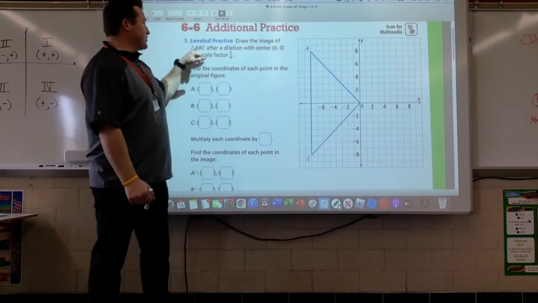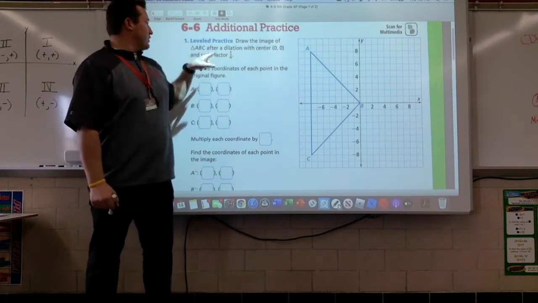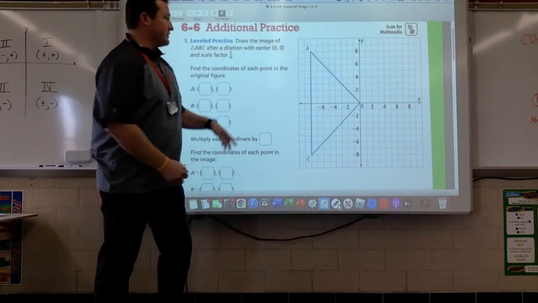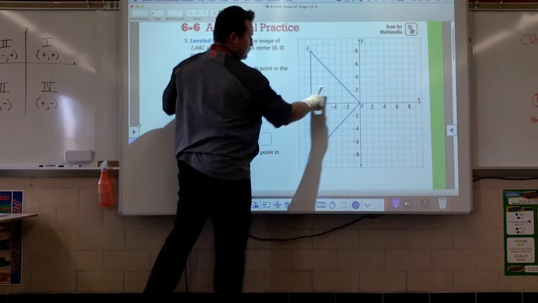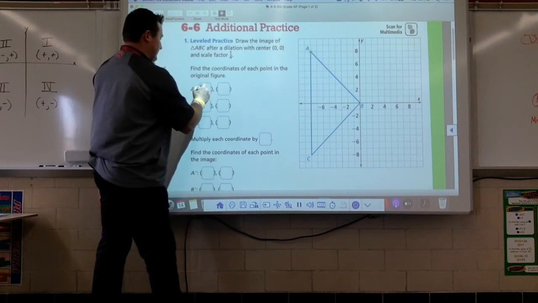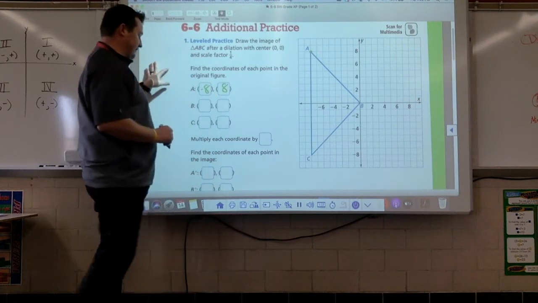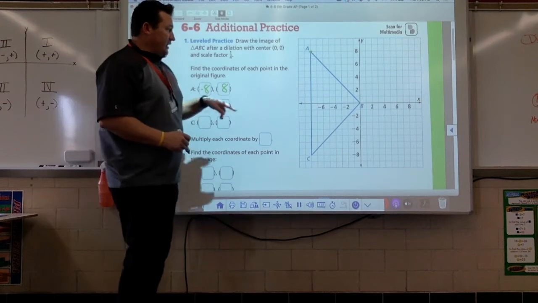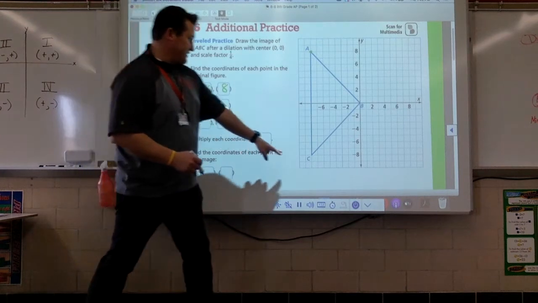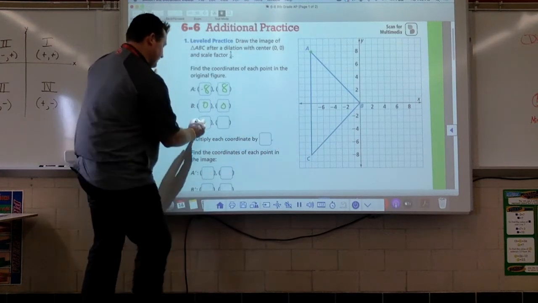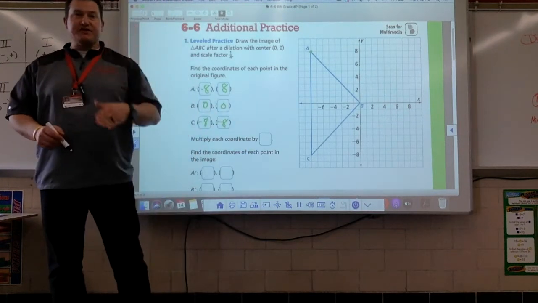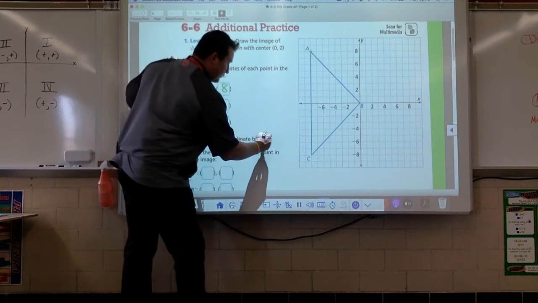It says draw the image of triangle ABC after we dilated from the origin with a scale factor of 1/4. First thing I have to do is come up with those ordered pairs. Point A, all the way over here, counting by ones, is at -8, 8. B is at the origin, 0, 0. And point C, all the way down here, is at -8, -8. Multiply each coordinate by what, guys? Well, that's our scale factor, in this problem 1/4.